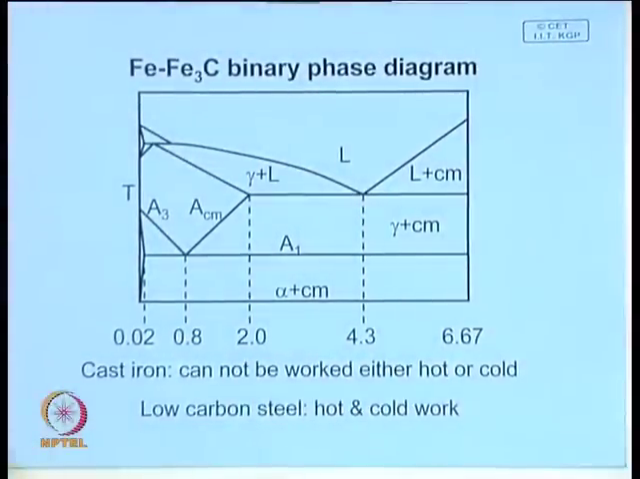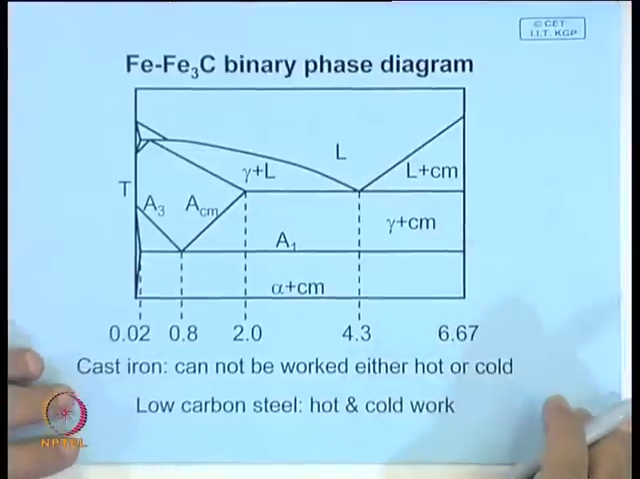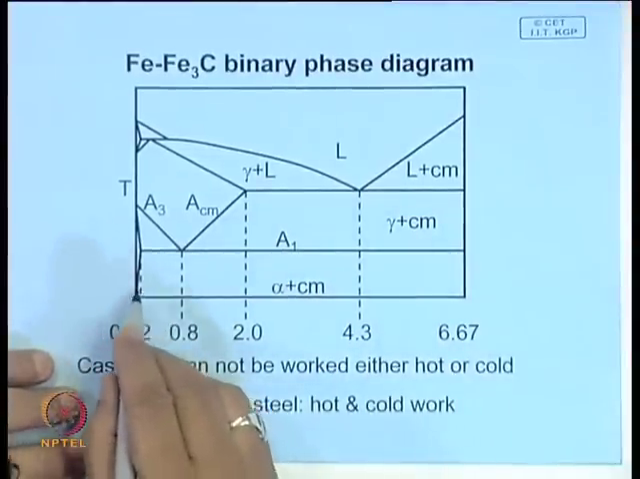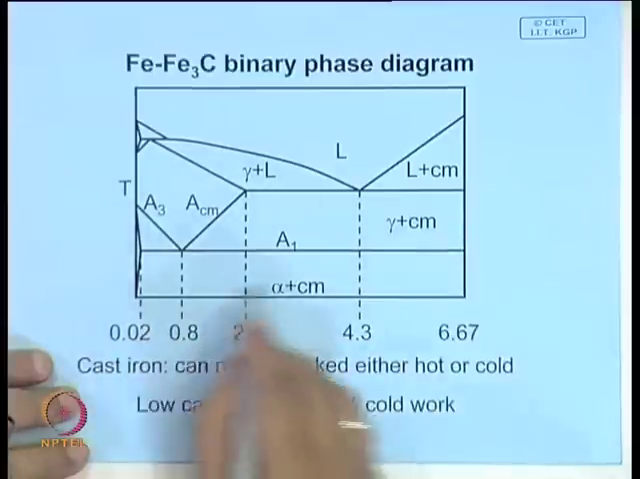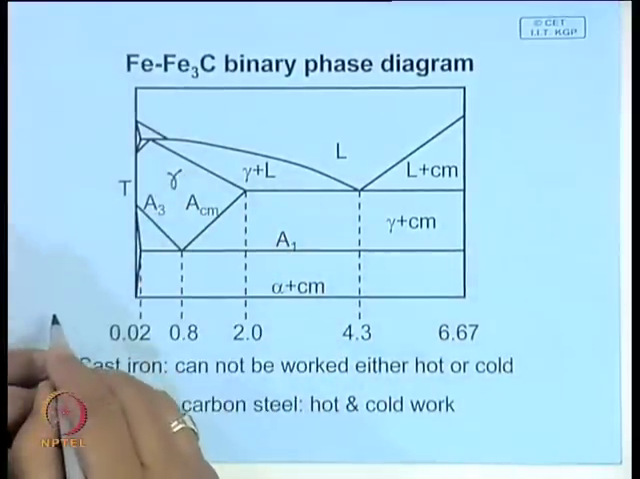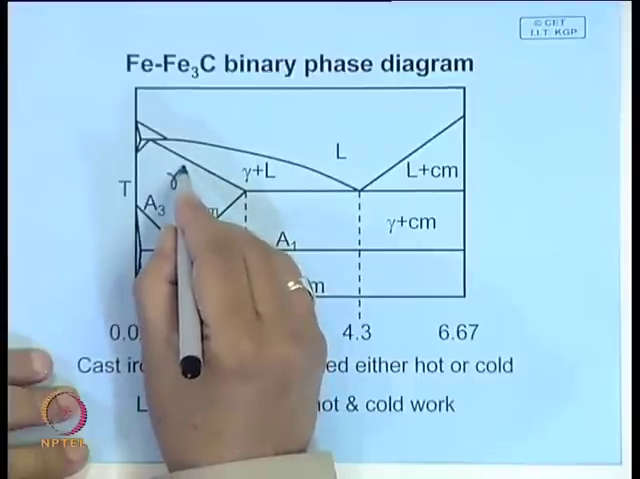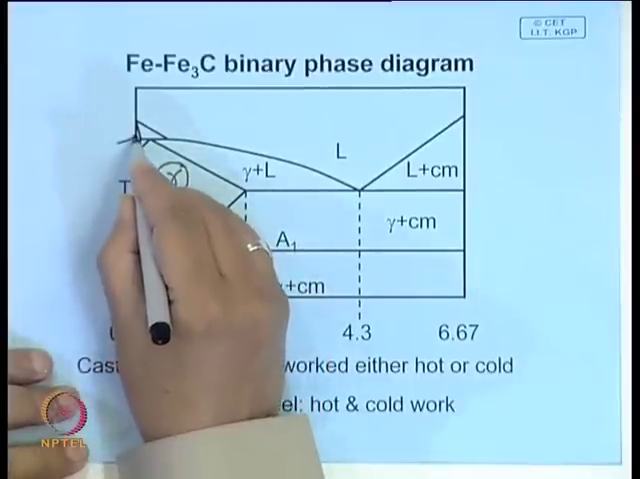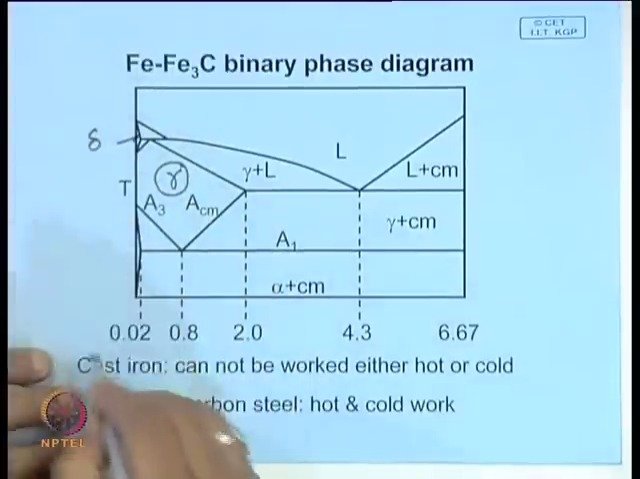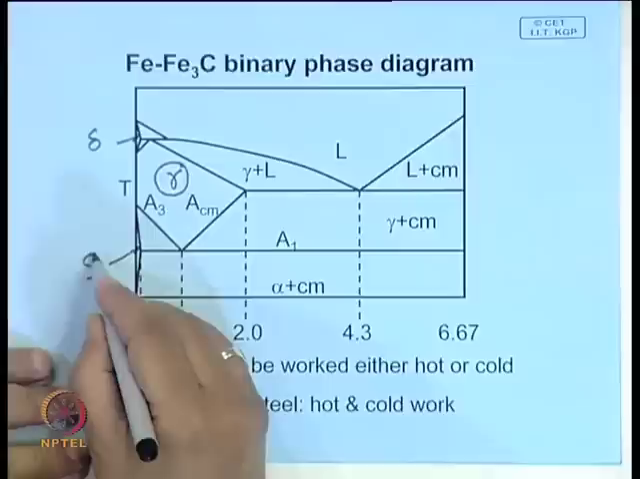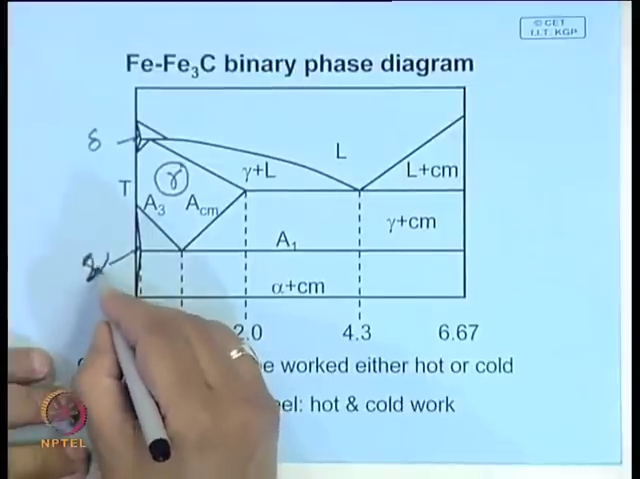Now, let us finally look at the deformation behavior of iron based alloys. This is the iron carbon diagram, which you are quite familiar with. Here also you have allotropic transformation: gamma, and here you have BCC iron. At room temperature you have ferrite, alpha iron.